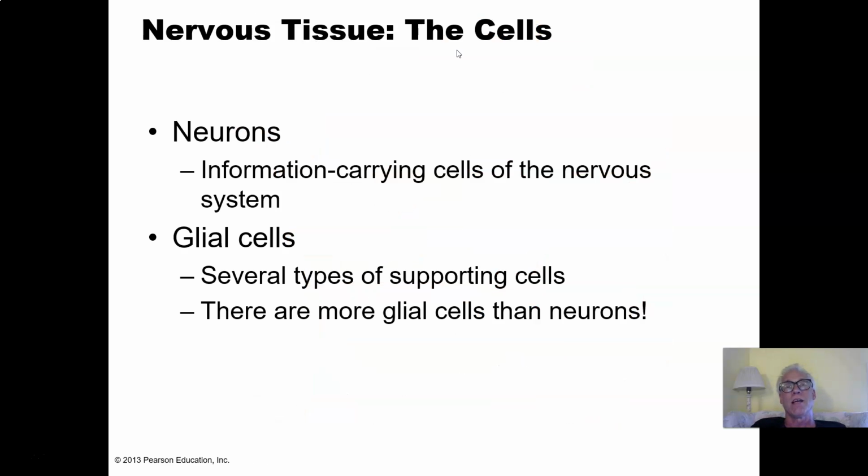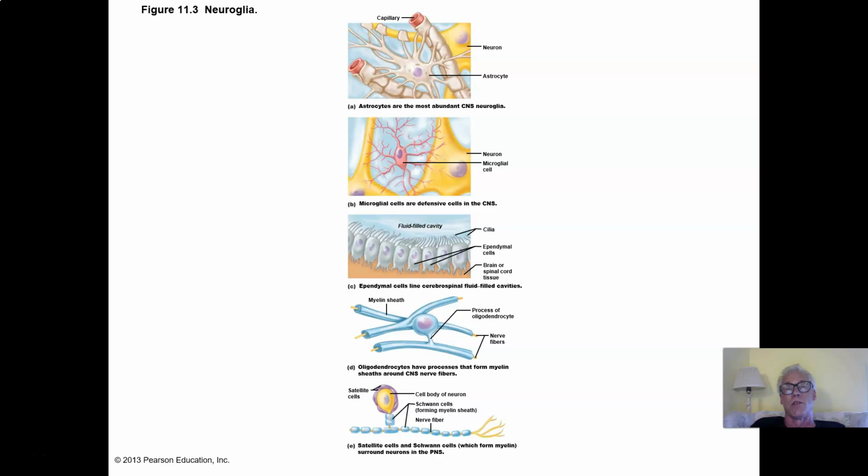Okay, let's take a look at the tissues first. We'll get right down to brass tacks. What do we find in nervous tissue? Well, neurons, we've already mentioned back in chapter 4, are the information carrying cells of the nervous system, and they're the ones that get the most press time. But it turns out there's quite a few supporting cell types that are important for the neurons to do what they do in the nervous system, and those are called glial cells or neuroglia. So there's a number of different types of glial cells that are illustrated here.